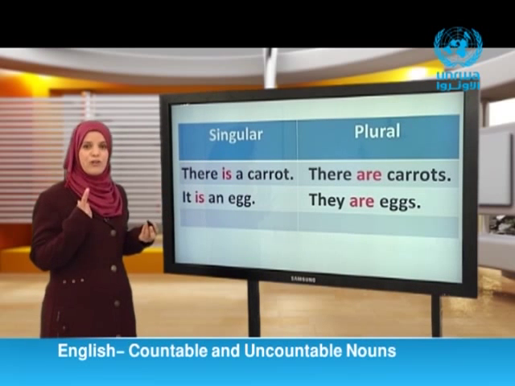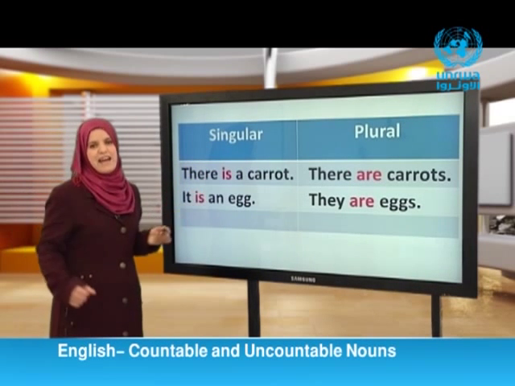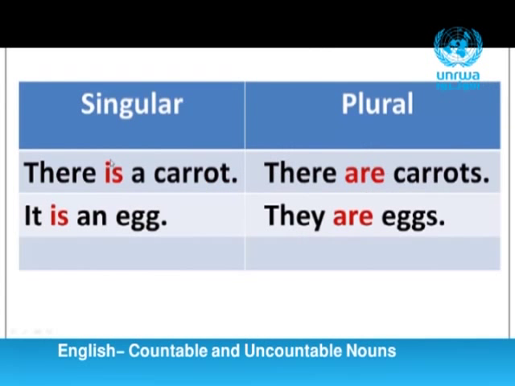There is a carrot, there are carrots. The word carrot is singular. It is preceded by a. The word carrots is plural. Look, it is followed by the plural are. There is a carrot, there are carrots.